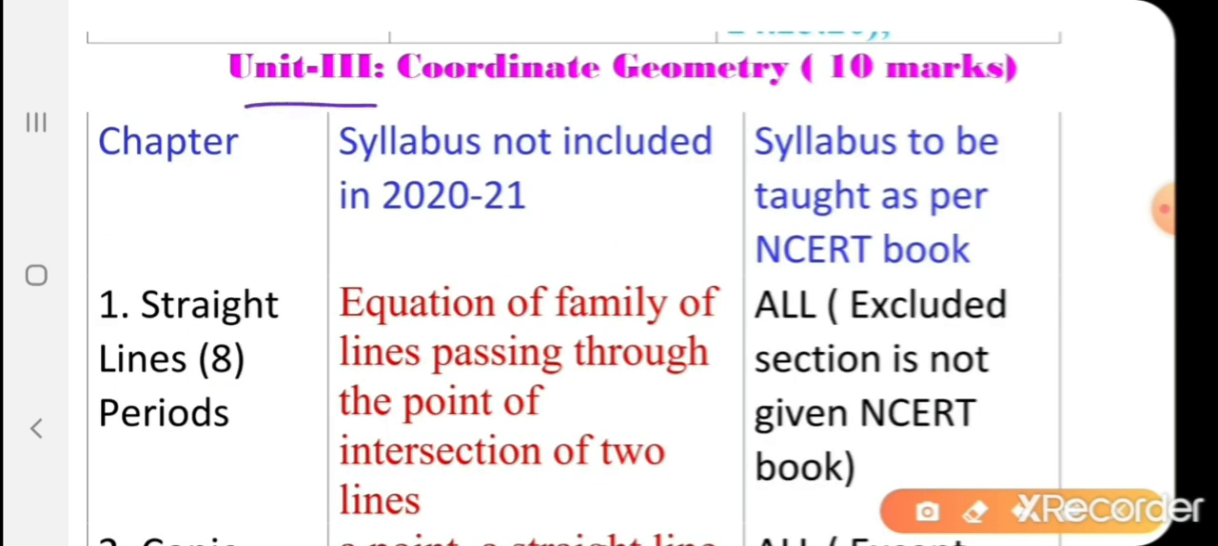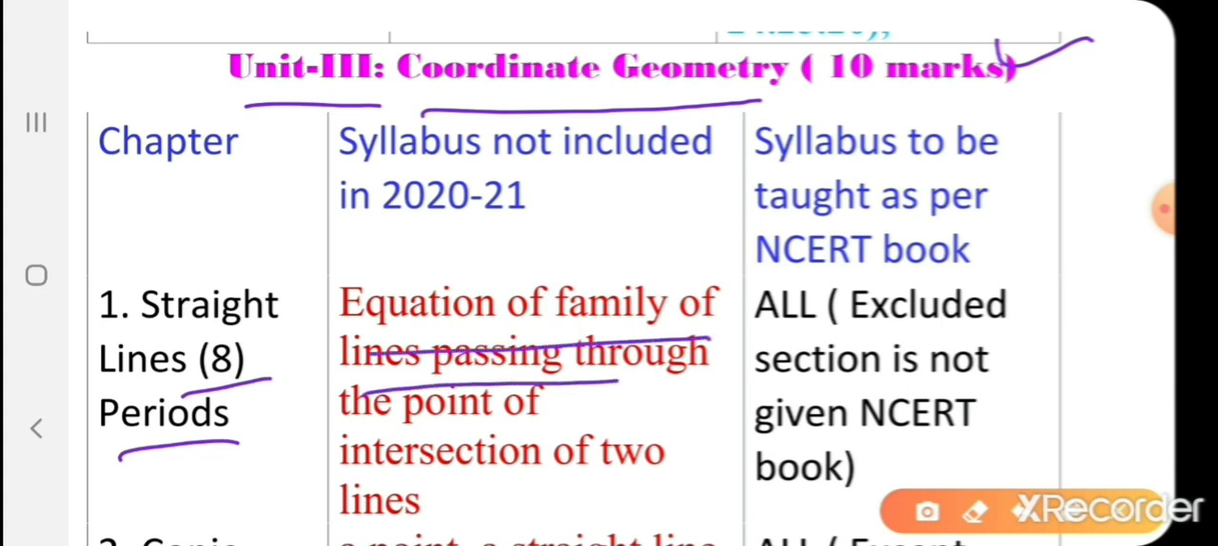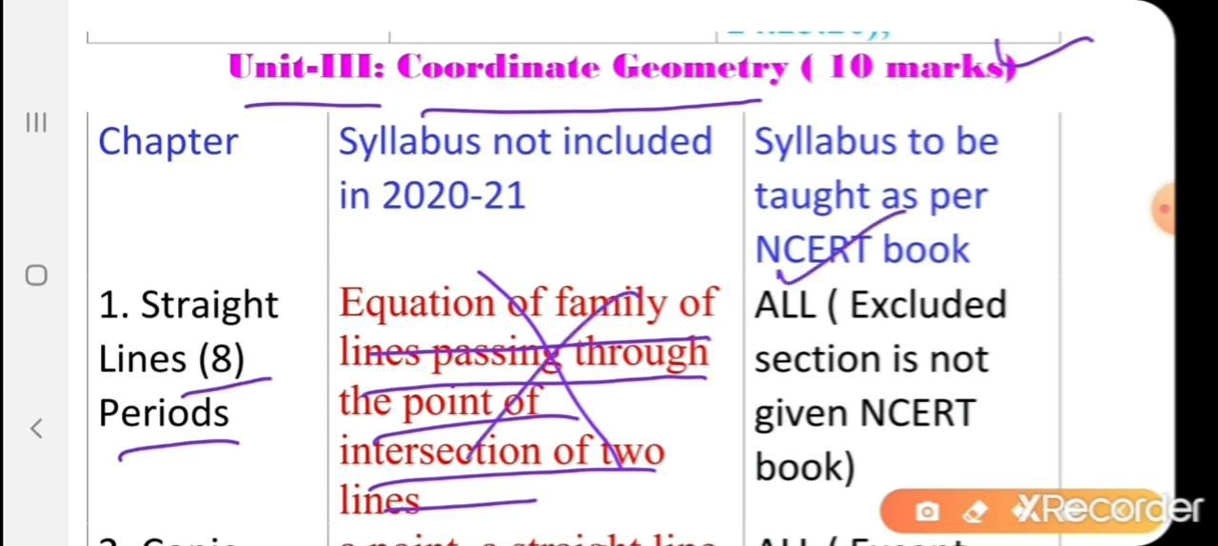Unit 3, coordinate geometry, carries 10 marks in the annual examination. The straight lines chapter you have to finish within 8 periods. What is excluded? The equation of the family of lines passing through the point of intersection of two lines. These are excluded. Then what do you have to read? All of the straight lines. The excluded section is not given in the NCERT, so you have to read all.